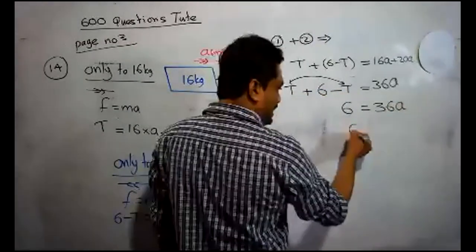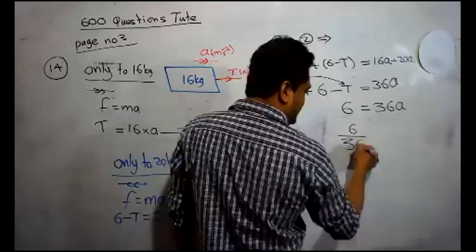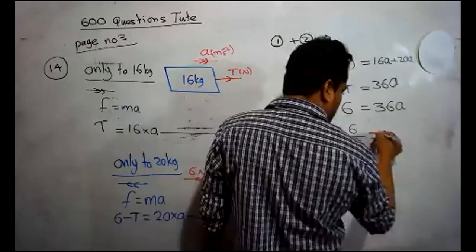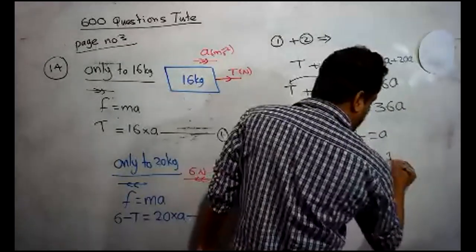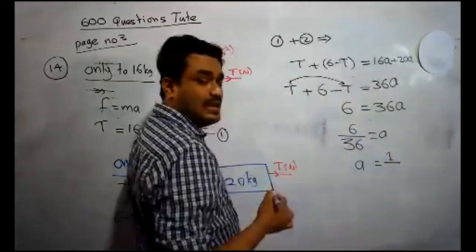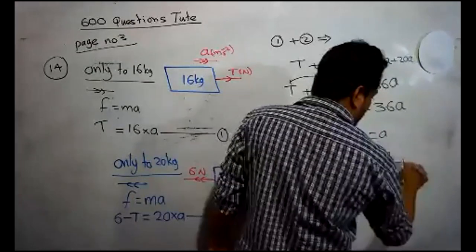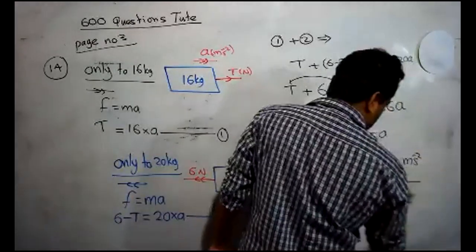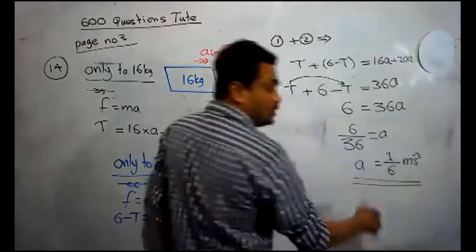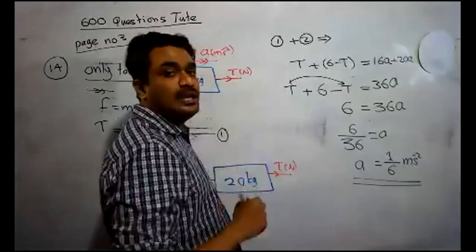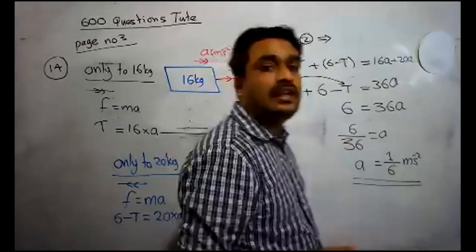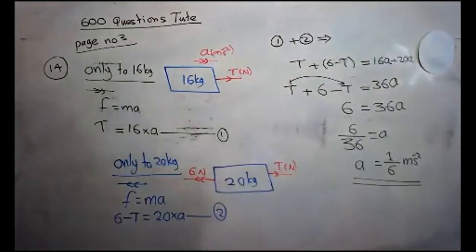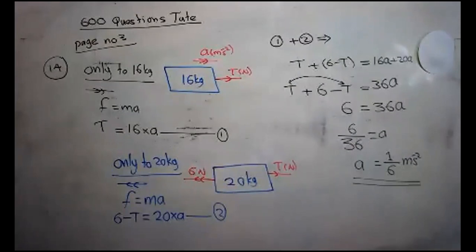Let's take 36 to this side. 6 divided by 36 equals simple A. So simple A equals 1 over 6. The unit is meter per square second. You must write the units with the answer. Then only you will earn marks. Complete. If you have any further doubt, just unmute the mic and ask, or send me a message in the Zoom chat.